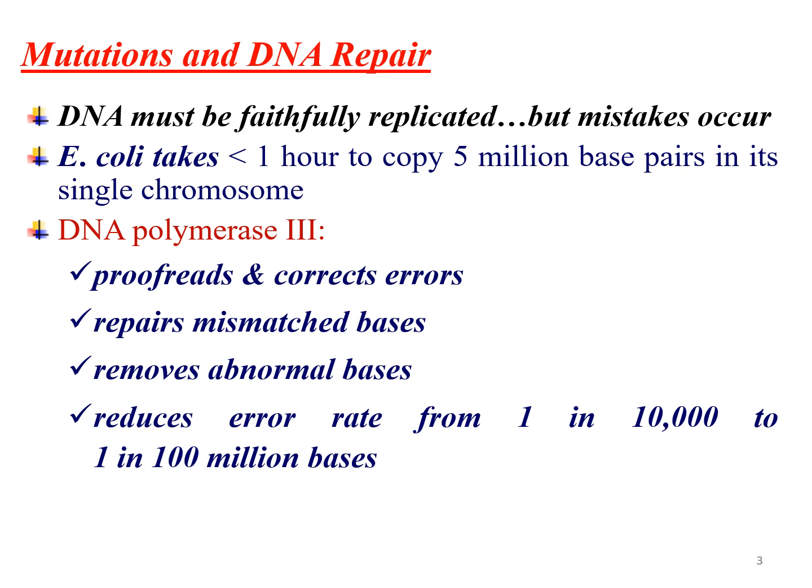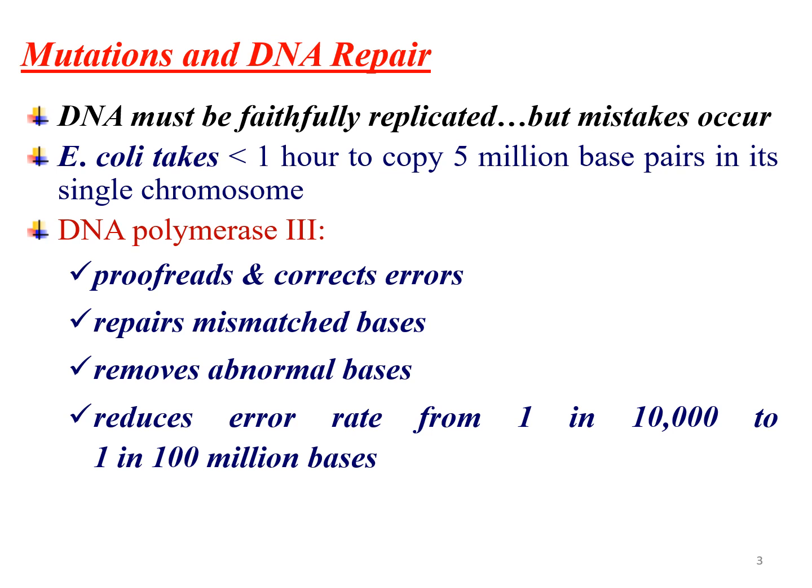E. coli takes less than 1 hour to copy 5 million base pairs in its single chromosome. DNA polymerase, as we mentioned before, has the proofreading and error-correcting function: it repairs mismatched bases, removes abnormal bases, and reduces the error rate from 1 in 10,000 to 1 in 100 million bases. So DNA polymerase has the proofreading function in prokaryotic cells.